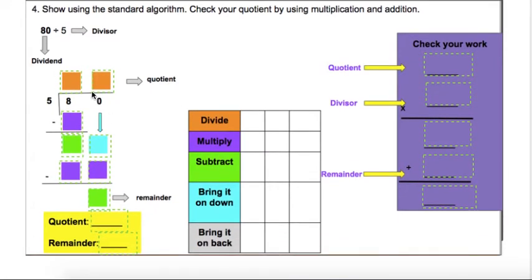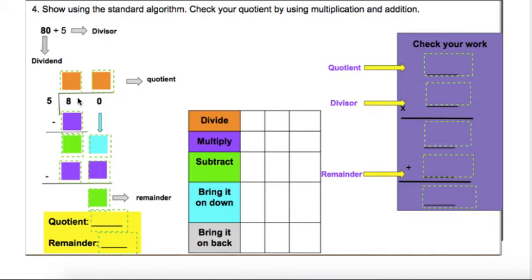Here we go. In this problem, we have a divisor of 5 and a dividend of 80, which is our total, and we're dividing it by 5. Here we go. Divide, multiply, and subtract. Bring it on down and bring it on back.